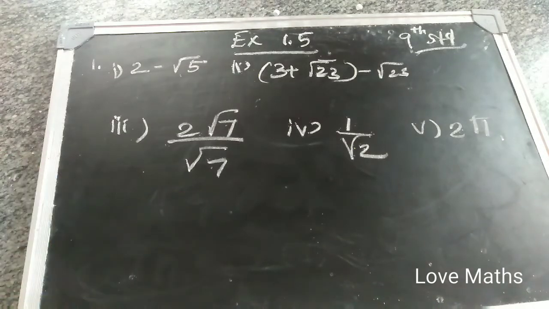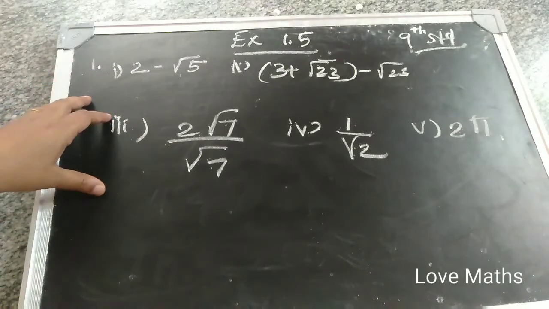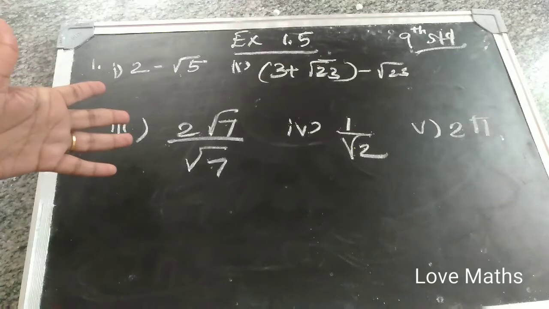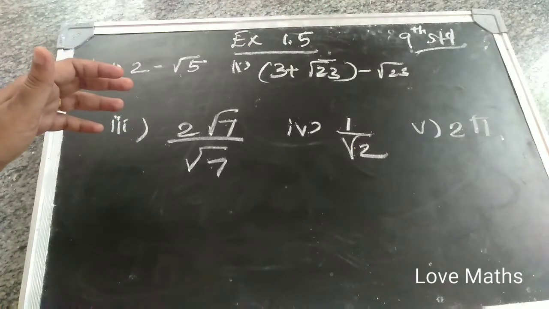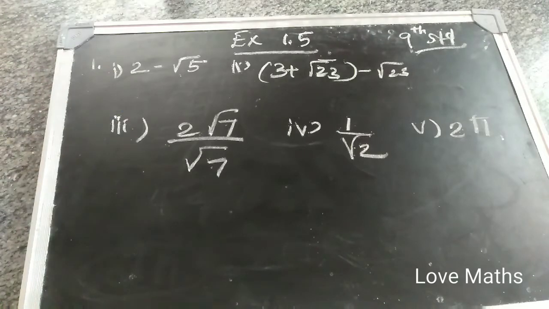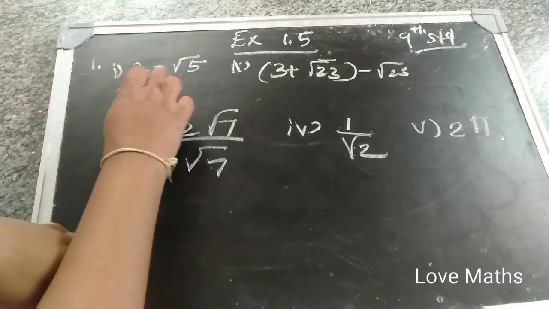Today we are going to see the topic ninth standard operation on rational numbers, exercise 1.5. In this first main, you want to tell which is a rational number and which is an irrational number. We clearly know anything inside the root is an irrational number, except if it is a perfect square number. First, you have to see 2 minus root 5.